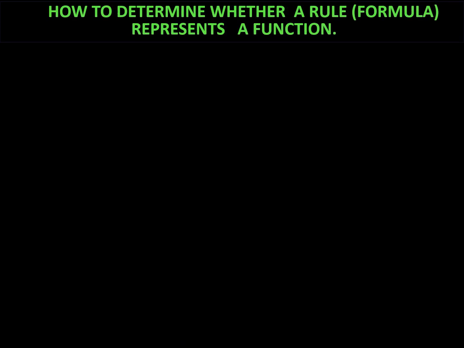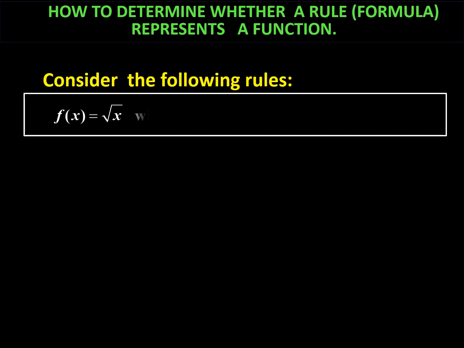Now we're going to look at a few rules to show you from the rules whether you can determine whether that rule would represent a function or not. Look at the first one. f(x) equal to square root of x, where x is greater or equal to 0. That means x can be any positive value.